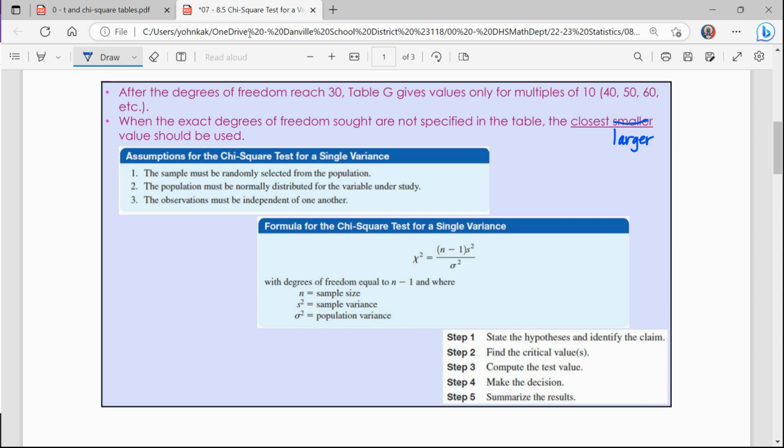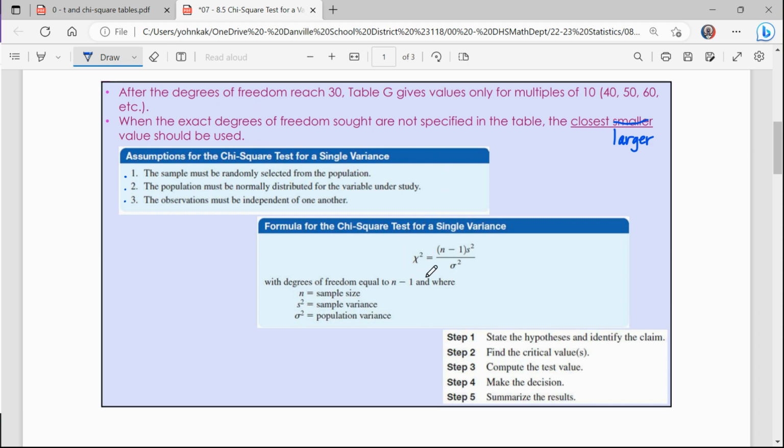We have three assumptions for this chi-square test. The sample must be randomly selected from the population, the population must be normally distributed no matter the population size or sample size, and the observations must be independent of each other.